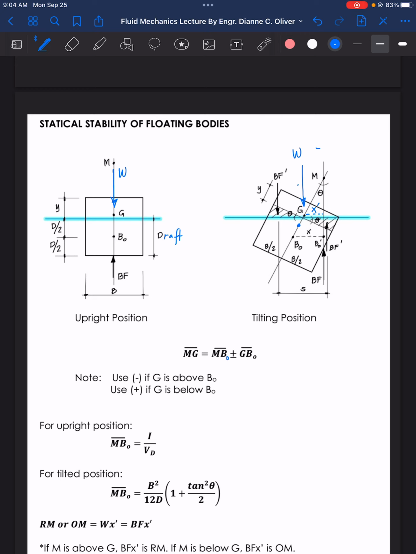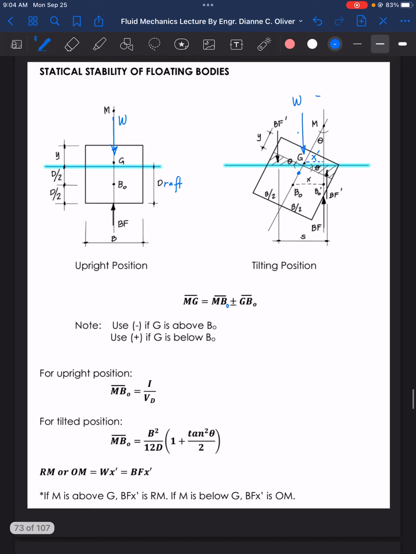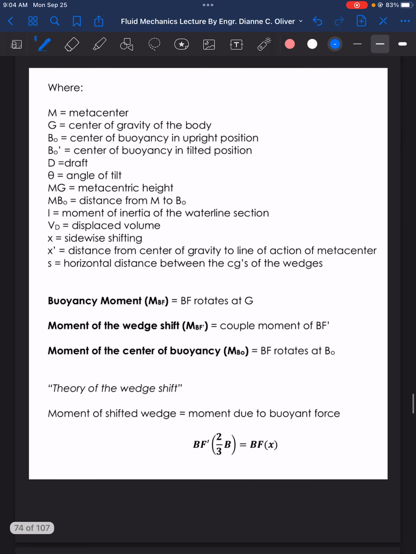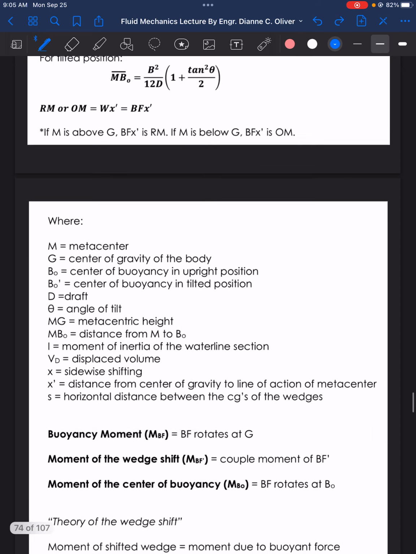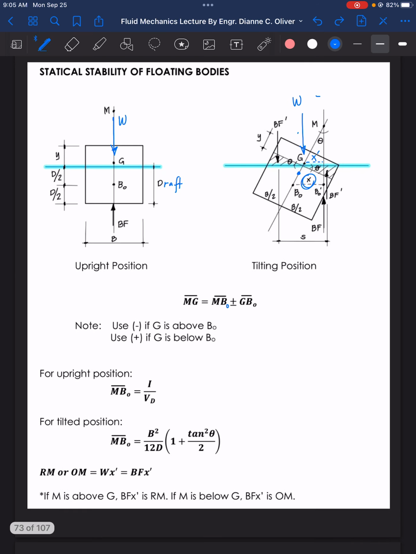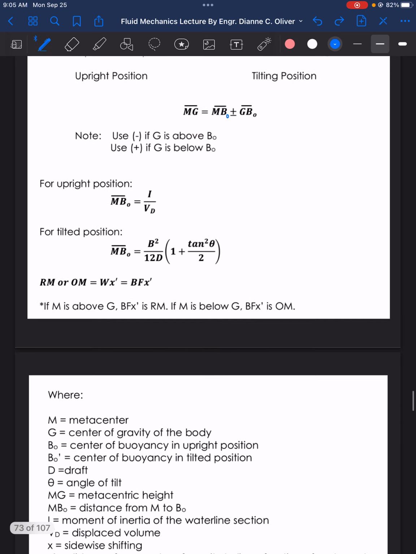The moment due to the shifting of the buoyant force, BF, is equal to the moment due to the wedge shift. So here is the theory of the wedge shift: the moment of the shifted wedge is equal to the moment due to the buoyant force BF times X. Remember that the X here is the displacement from the original position of B_O to the new position of B_O.